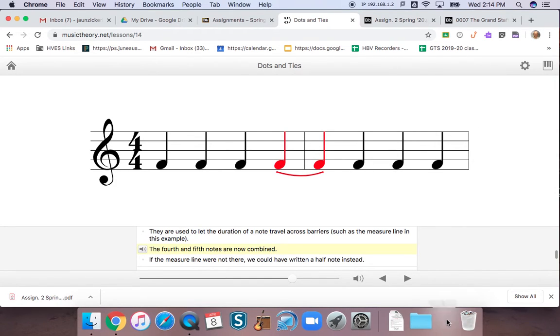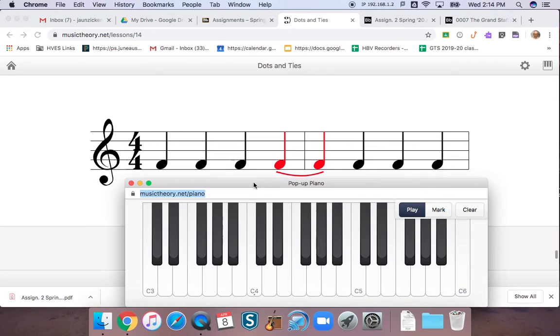And if I get the piano out, that note is F. So here's an F. So here's what it sounds like. Ta.